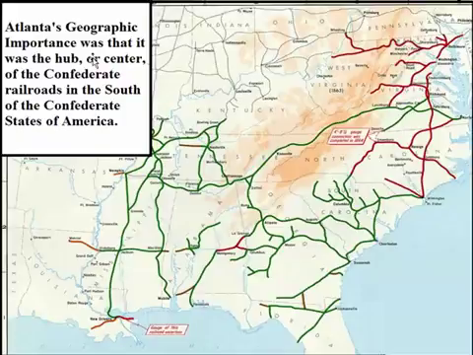So Atlanta's geographic importance was that it was a railway hub, or center of the Confederate railroads in the south of the Confederate States of America, right here. So if you destroy it, you destroy the Confederate States of America and the Confederate Army, its ability to resupply its troops or move goods that are vitally needed for war. So if you destroy that, then you're well on your way to ending the war, and then burn your way to Savannah, total war, taking it to the people so they'll complain to the Confederate States government to end the war. That was the idea.